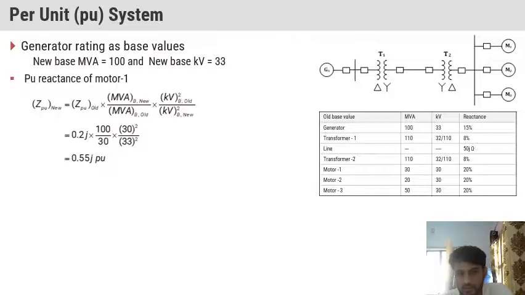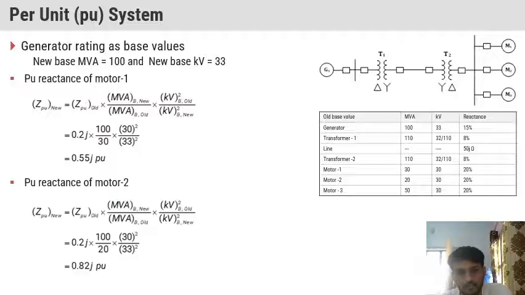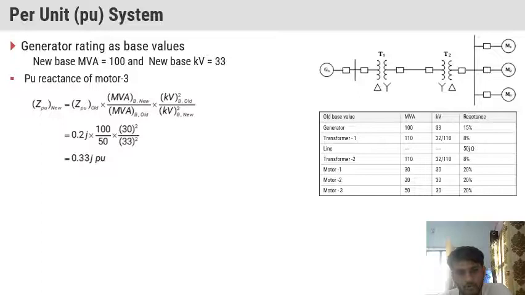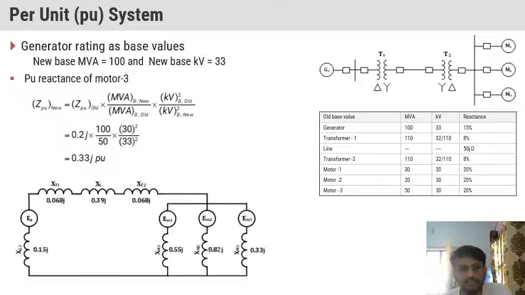and then for the motor put in all the values of power and kV. The formula is the same for all. Put in the old base value, and we get the new per unit value for motor 1, motor 2, and this is for motor 3. You can calculate by yourself.